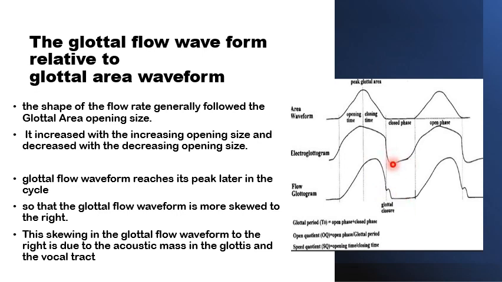So generally speaking, they follow each other, but there are some obvious differences as well. They reach a peak at different moments in time. The peak of the glottal area waveform, the maximum opening, does not correspond to the maximum airflow. You could see that the maximum airflow is shifted to the right relative to the maximum area waveform, and this is due to the inertia of the air column above the vocal folds in the vocal tract.